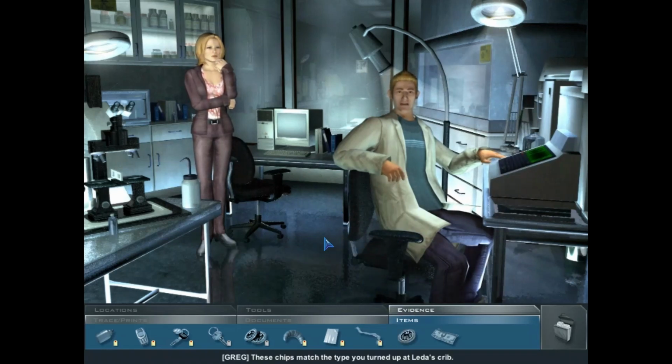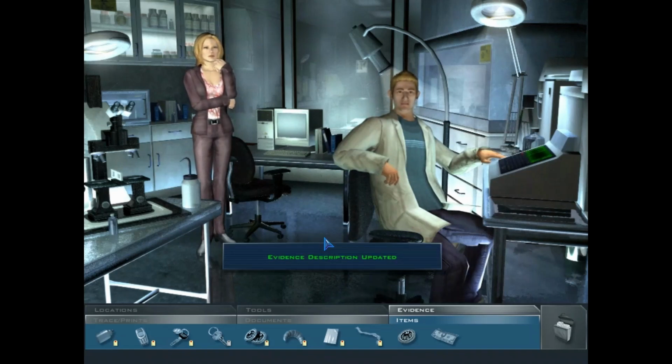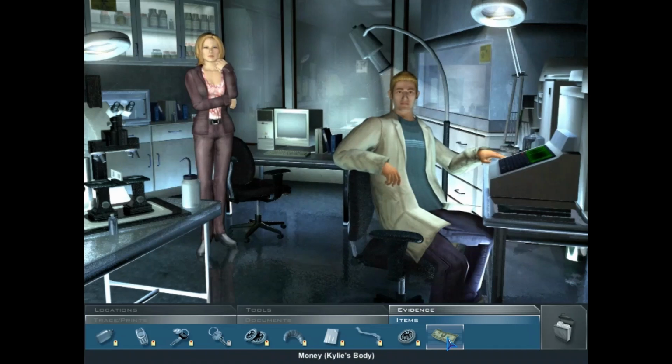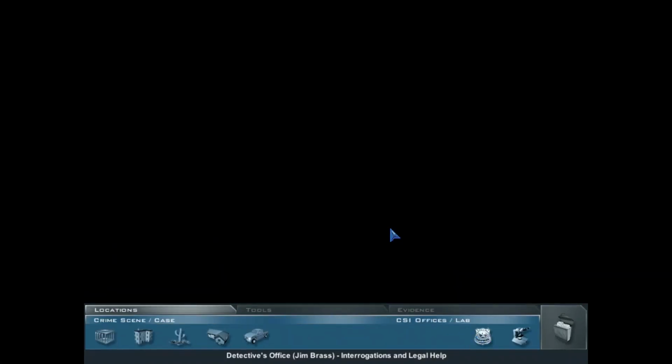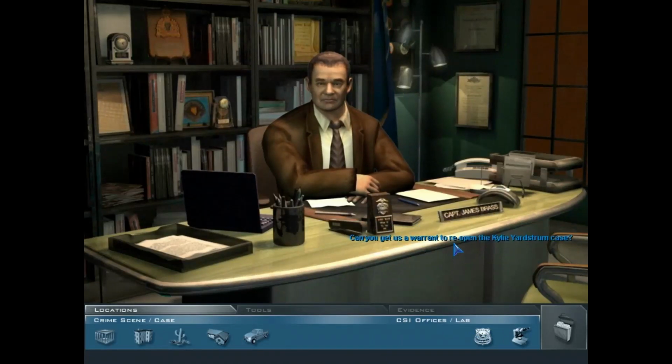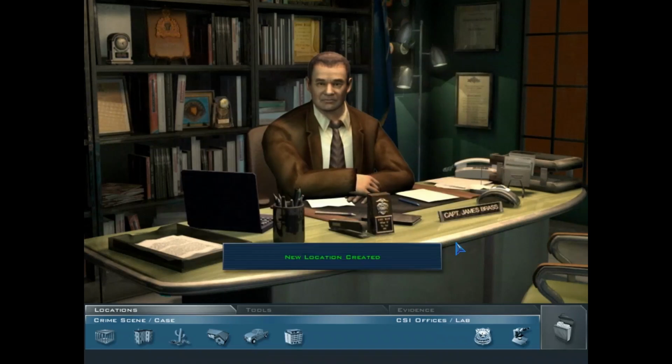These chips match the type you turned up at Lita's crib. I ran a bunch of different tests, didn't come up with anything. Sorry, guys. Yes? Prints on Lita's photo album match those on Kylie's medicine bottle, and Lita's medicinal cream is on the murder weapon. Yeah, that'll fly. I know a judge who'll give us the warrant we need.